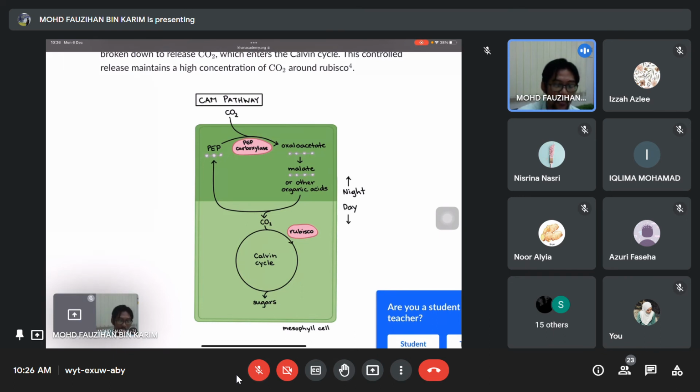So this carbon dioxide will enter the rubisco, and then during the reduction process, the ATP will come in and the NADPH will come in to mediate the reaction in the Calvin cycle. During the day, the stomata are closed, but there is a reserve of organic acid that contains carbon dioxide as a result of the carbon fixation during the night. During the day in the CAM pathway, the light reaction still occurs. The light reaction doesn't need carbon dioxide.